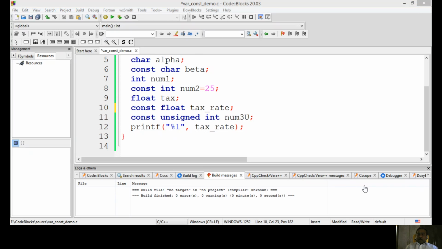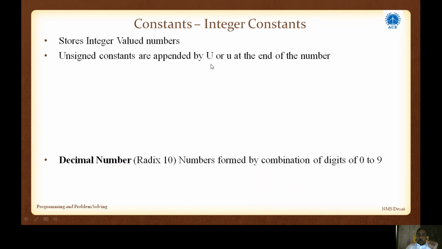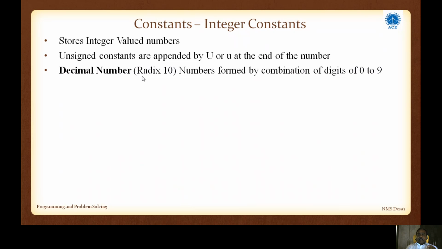Now we'll go back to our presentation. Come back to our presentation, continue. I hope it is clear and simple to understand. Fine. So constant, now we'll have the characteristics of this. It stores integer valued numbers only. Unsigned constants are appended by u or U at the end. We will use them in the real programs, right? Decimal number is radix 10. A number found by a combination of digits zero up to 9. The first digit must be non-zero for a two or more digit number.